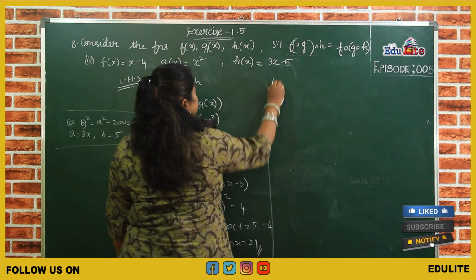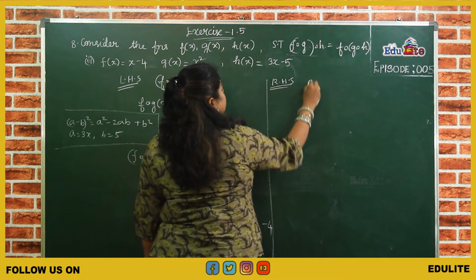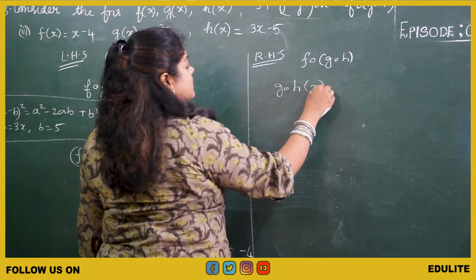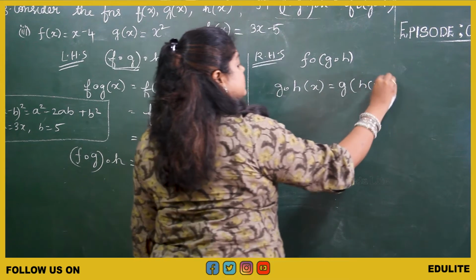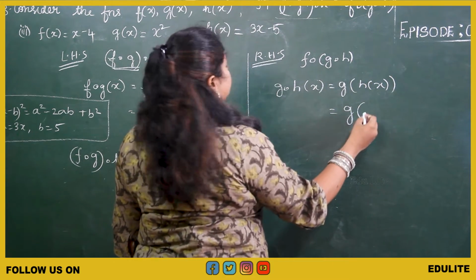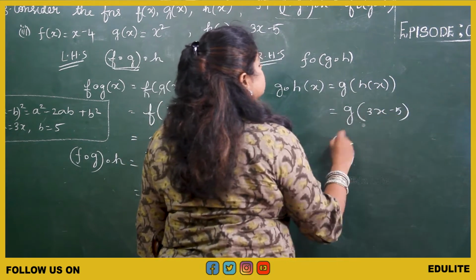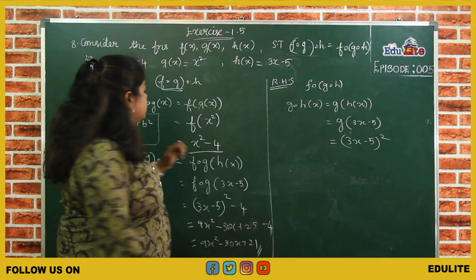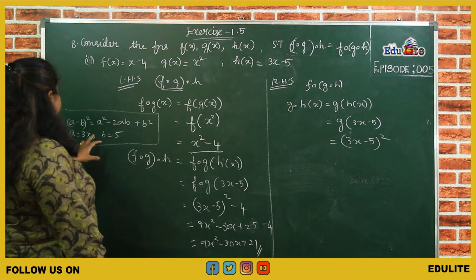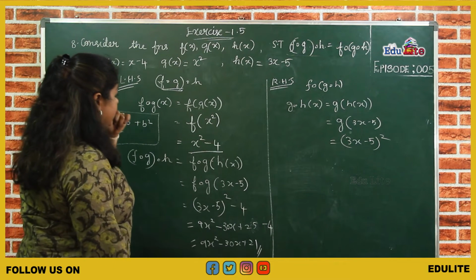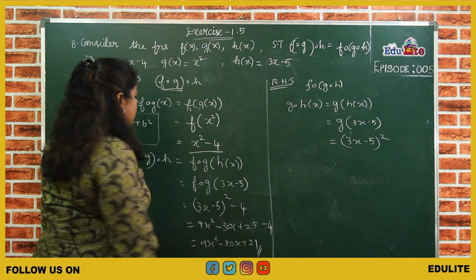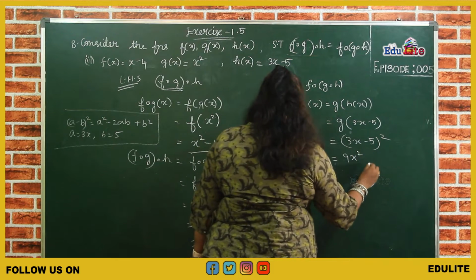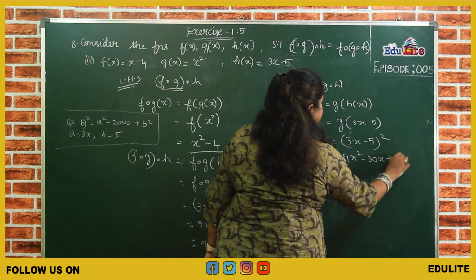We will check for the right hand side. Right hand side it is given as f composite g composite h. G composite h is g of h of x. G of h of x value is 3x minus 5. Now using the function of g, which is x square, so (3x minus 5) whole square. So now we have to use the same formula, (a minus b) whole square. Already we have (3x minus 5) whole square, which we will use again. It will become 9x squared minus 30x plus 25.